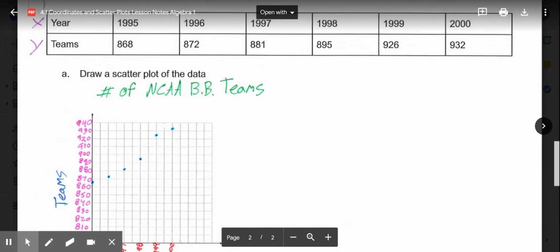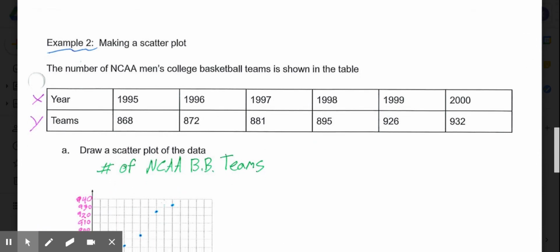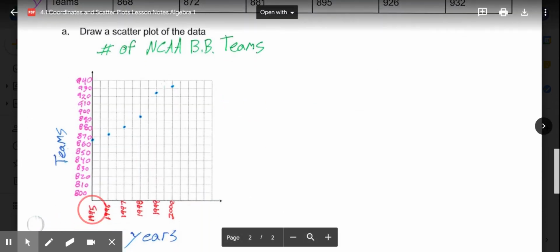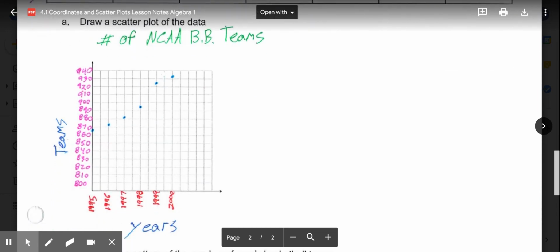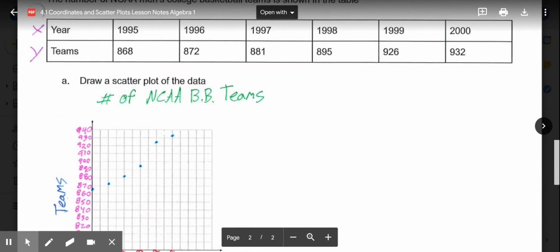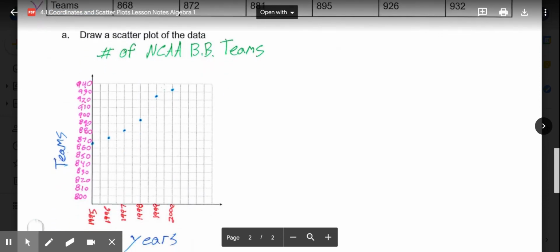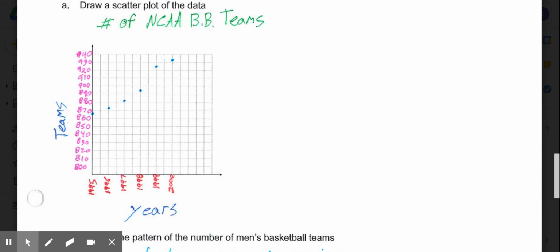And then plotting the data. So for 1995, 868 teams. So for the year 1995, go up to 868. For 1996, 872. So we go over to 1996, up to 872. 1997, 881. So over to 97, up to 881, and so on for your last few points.